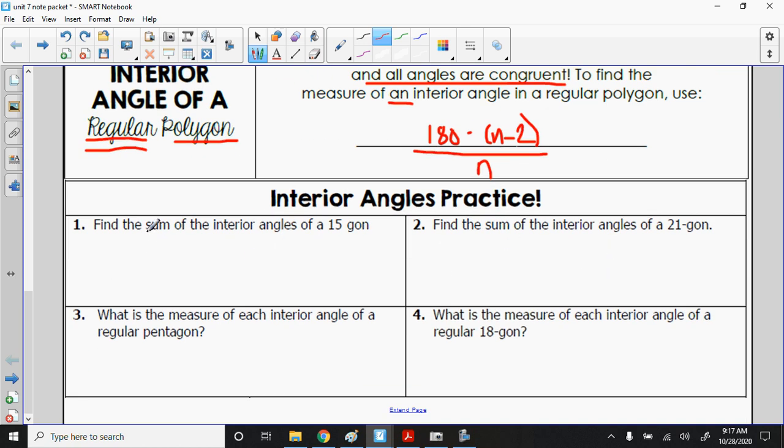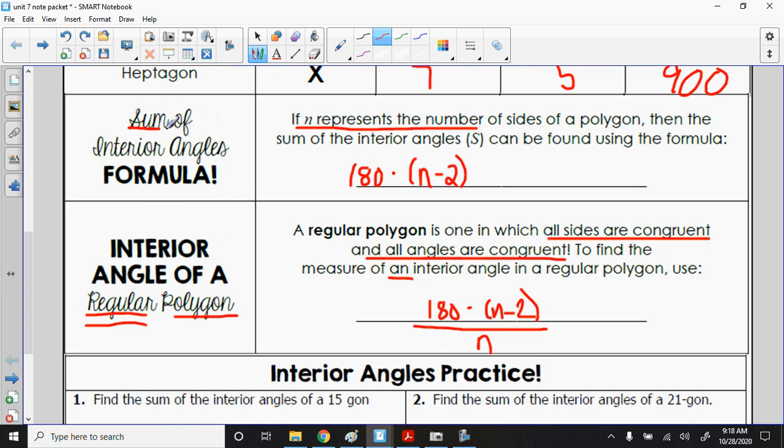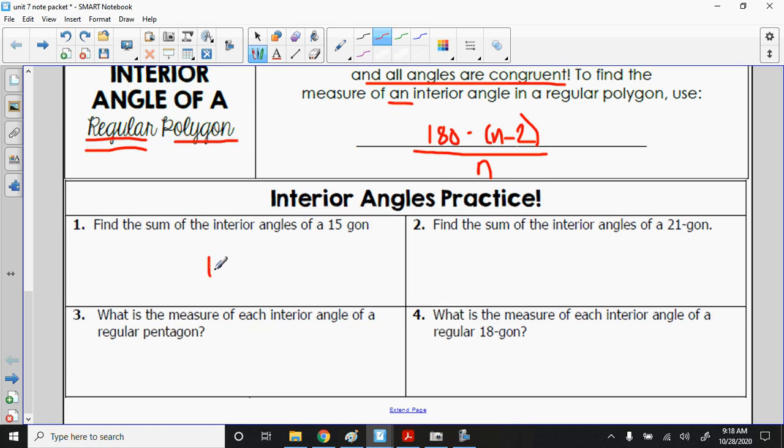Find the sum of the interior angles of a 15-agon. There's your sum formula. So we would say 180 times the number of sides minus 2. So it's just 13 times 180. Find the sum of the interior angles of a 21-agon. It is the exact same thing, but now you'll use 21 minus 2 times 180.